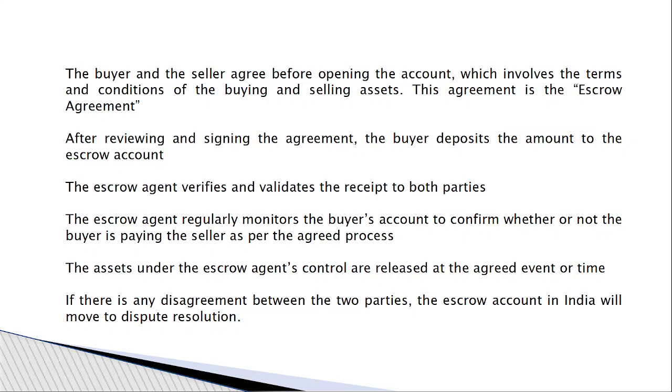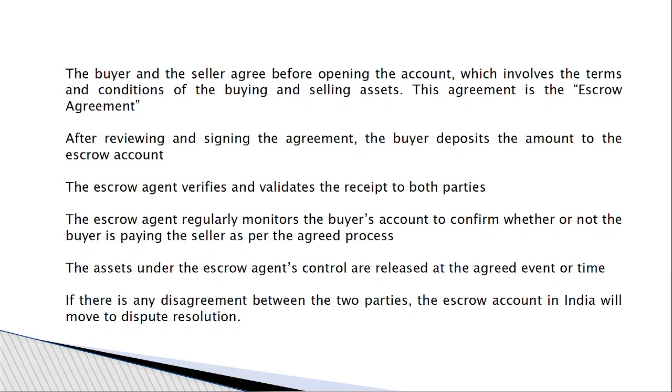Then the buyer will deposit the money into the escrow account. The escrow agent verifies and validates the receipt from both parties. The buyer deposits the money, and the seller has to complete the agreed conditions. Maybe he has to deliver some activity, construct a house, or deliver some goods. Once all this is completed, the agent, which is the bank, will verify. Then after all the terms and conditions are completed, only then will the money be given to the seller.